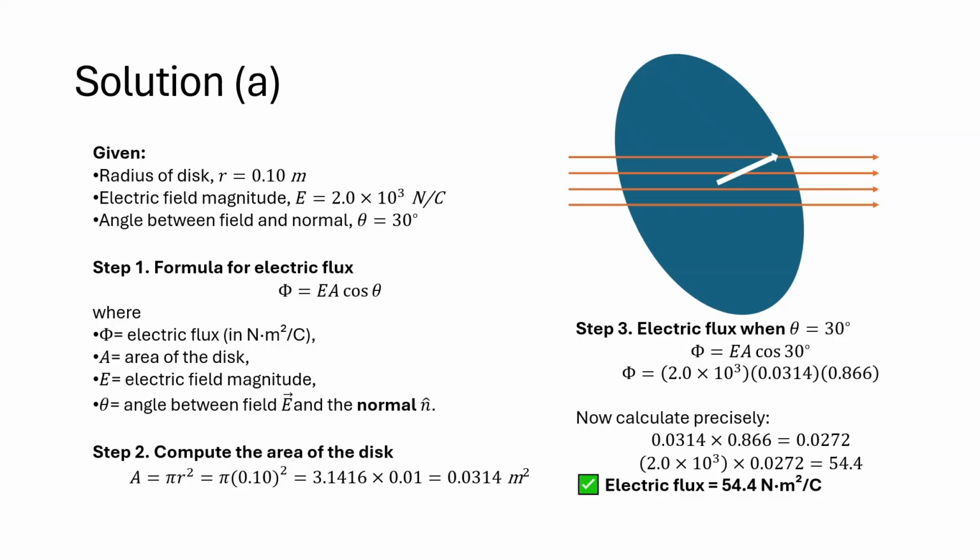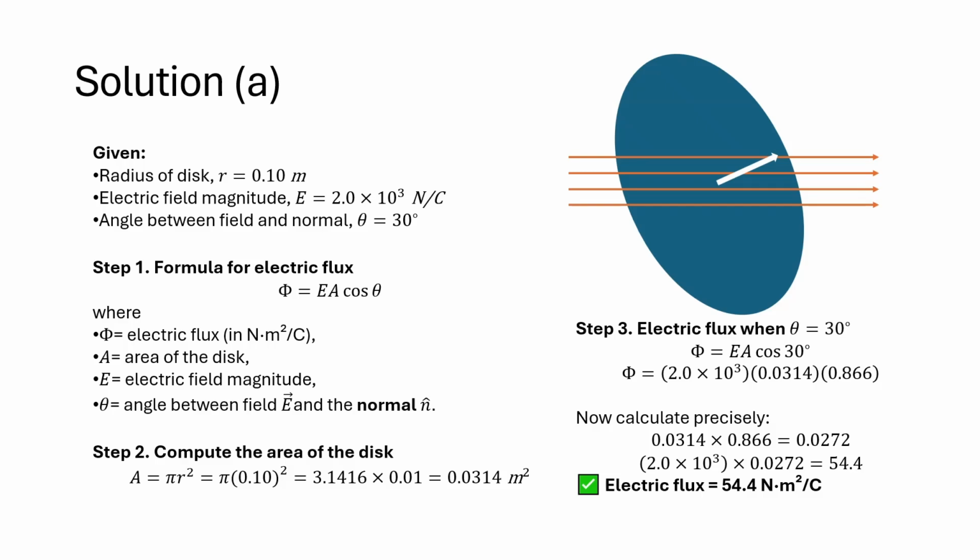Now, the second step is, of course, we're going to compute the area of the disk. In computing the area of the disk, we're going to use the equation A equals pi r squared. Now, we know already that pi is equal to 3.1416, then times 10 squared, so that will be 0.01. So 3.1416 times 0.01, that is equal to 0.0314 square meter. Alright, so that's the area of the disk.